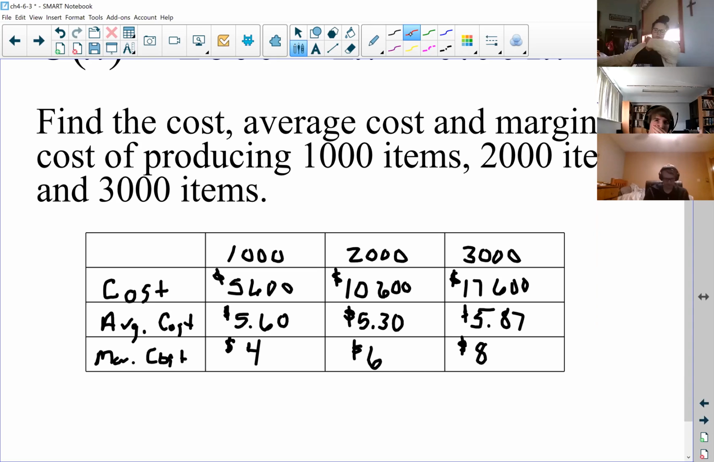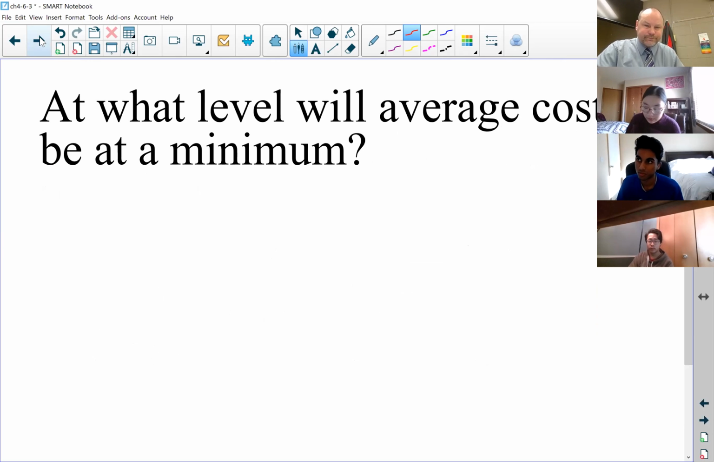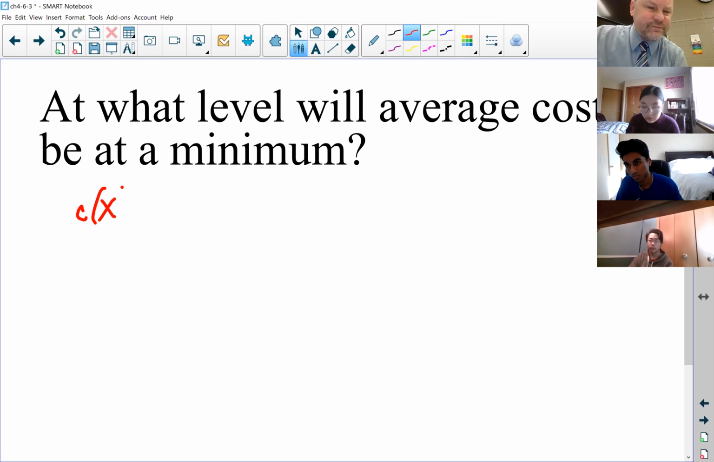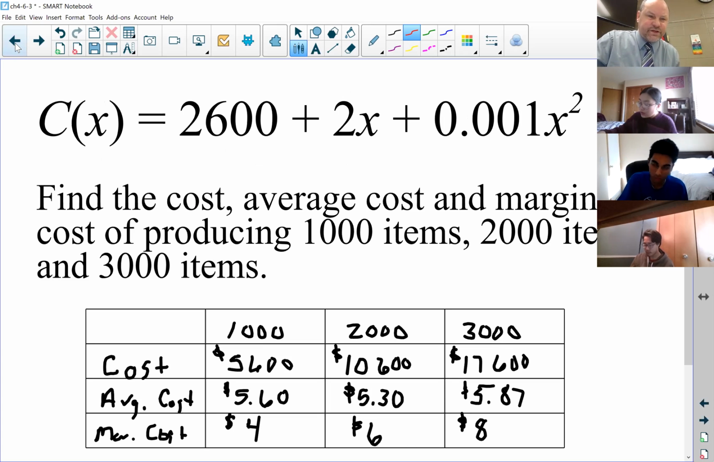And looks like we all got it. We're all ready to go. All right, so at what level will the average cost be a minimum? So again, our average cost, little c, is going to be the 2,600 divided by x.